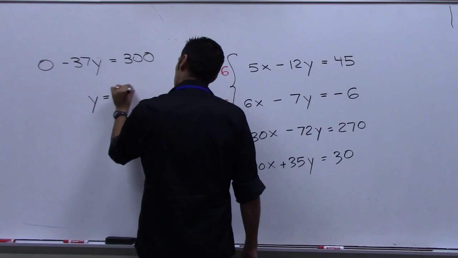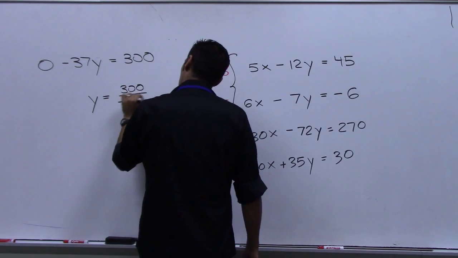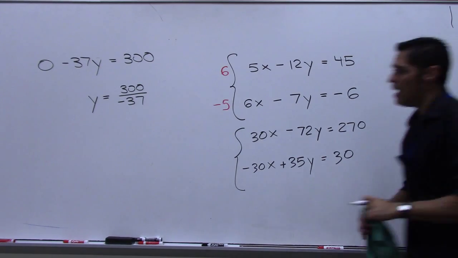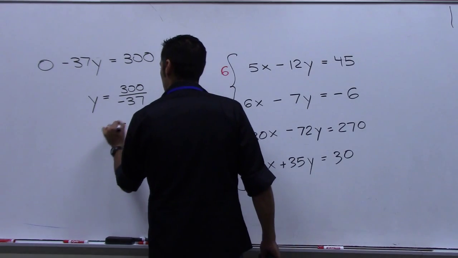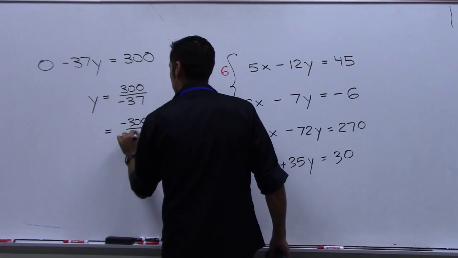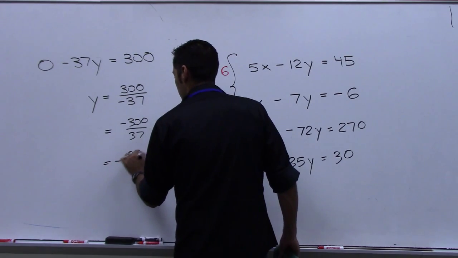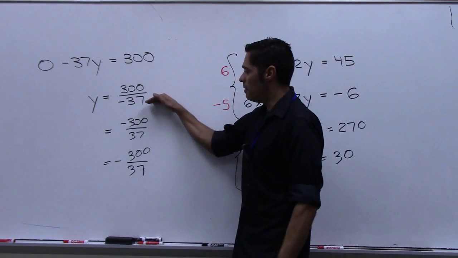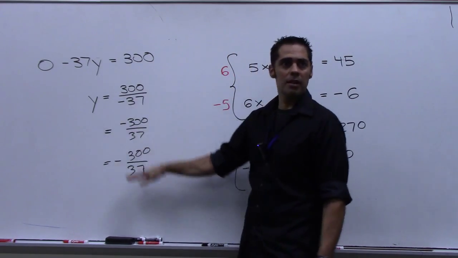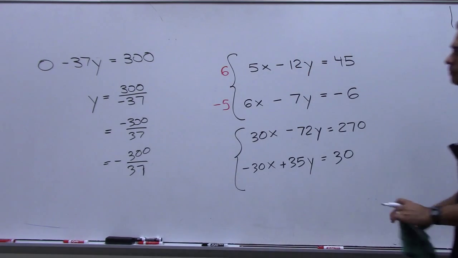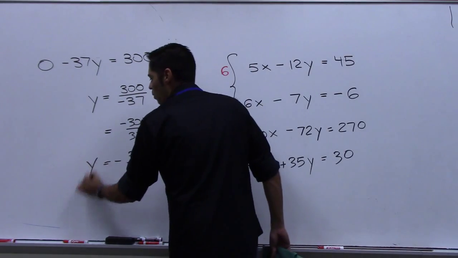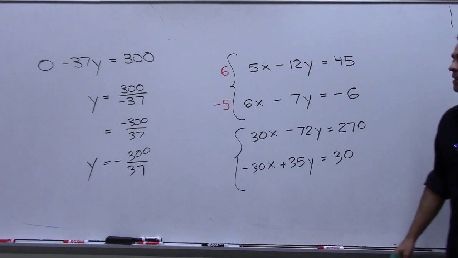Ugh. Yeah, I'm going to leave it just like that. And remember, that is the same as negative 300 over positive 37, and that's the same as negative 300 over 37, right? With negatives on fractions, the negative can be on the bottom or on the top or out front. They're all equivalent. Right, so now I have the pleasure of taking that number and going back to any equation I want and plugging that in for y.